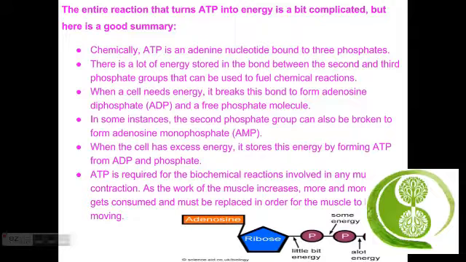When the cell has excess energy, it can store the energy by forming ATP from the adenosine diphosphate and the extra phosphate floating around.